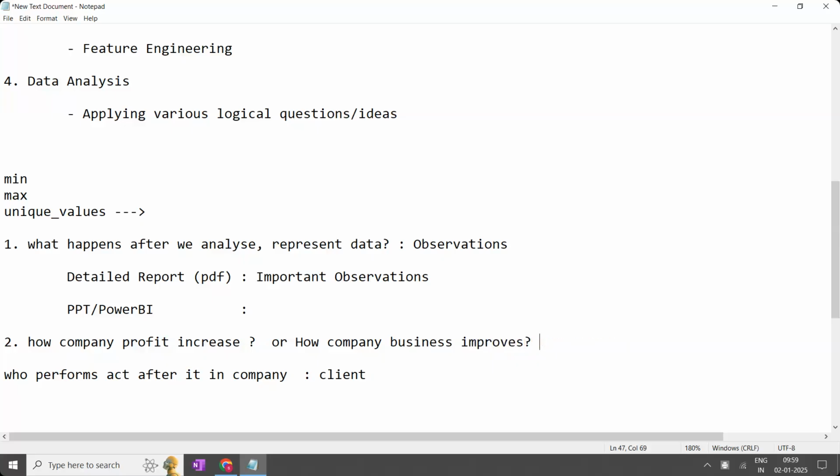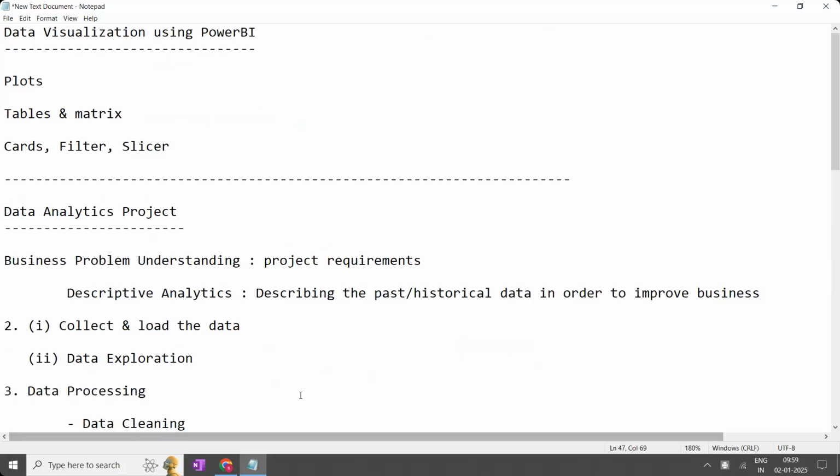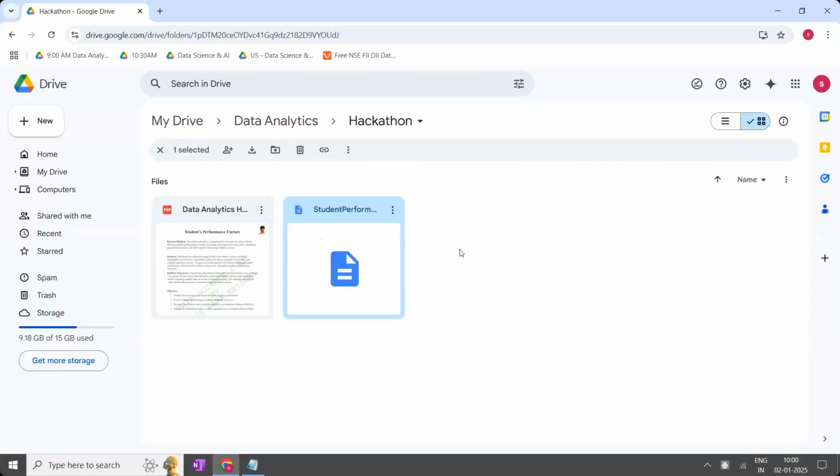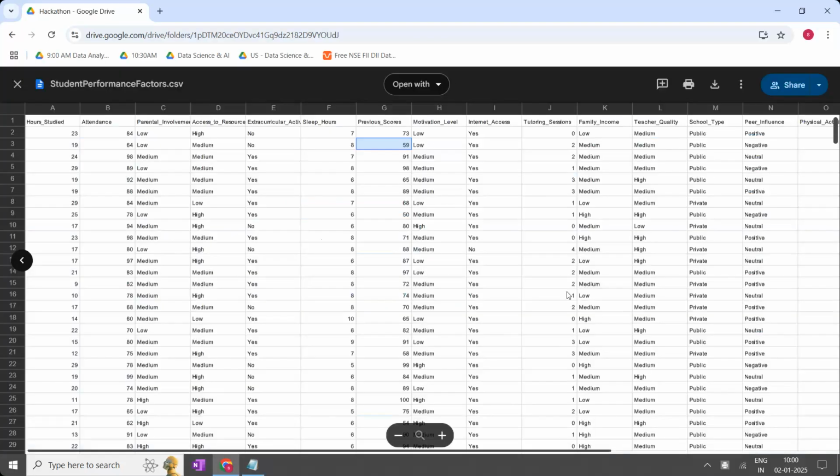As I've told you, describing the past data is in order to improve the business. I did not say profit; everything will not be in terms of profit only. Finally, how the company's business will be improved. For example, if I give these observations to the educational officer, in order to make the students perform better, whatever is required, they will select accordingly. For example, motivation level is required.